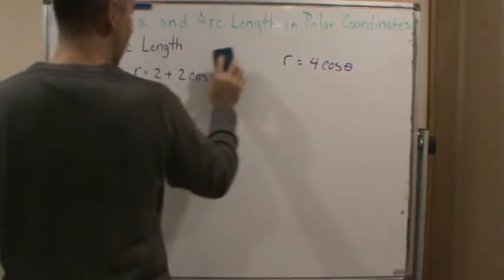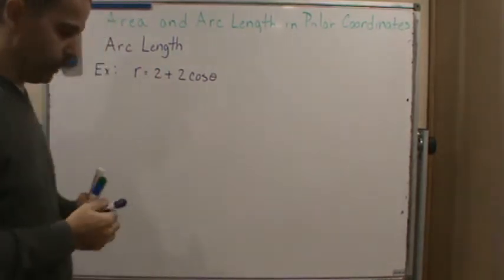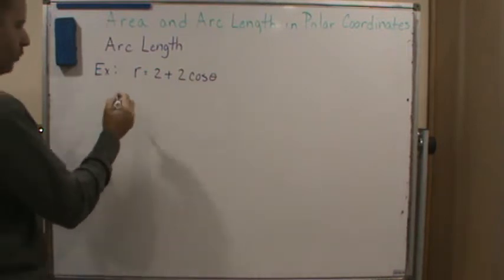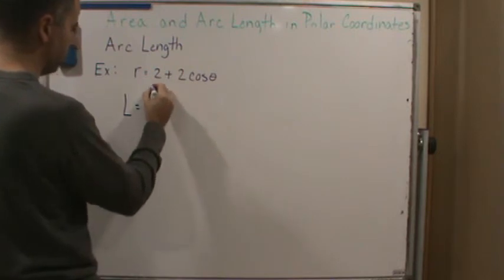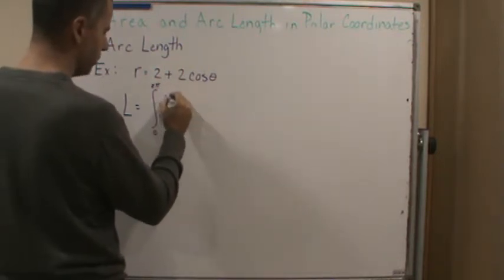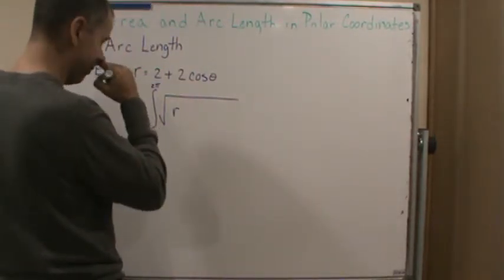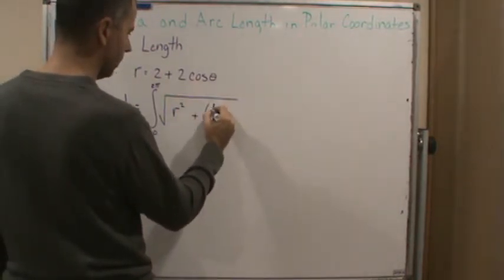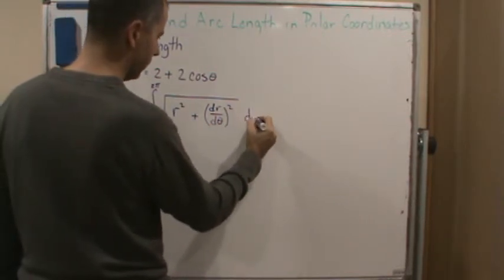Now that I know that, I know I'm going to integrate from 0 to 2 pi to get the arc length of this cardioid. So L equals the integral from 0 to 2 pi of the square root of r squared plus (dr d theta) squared, d theta.